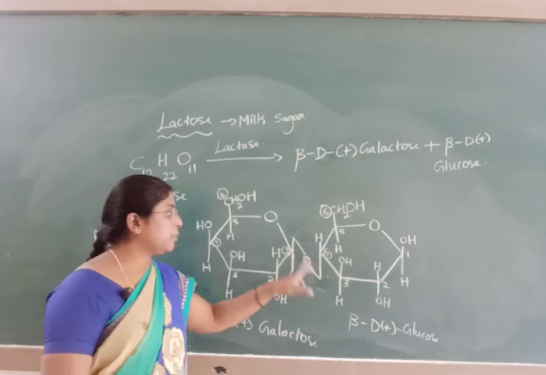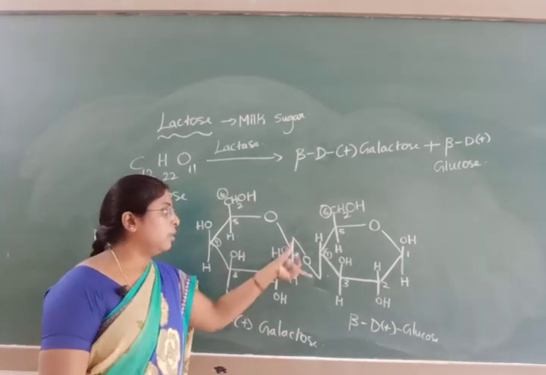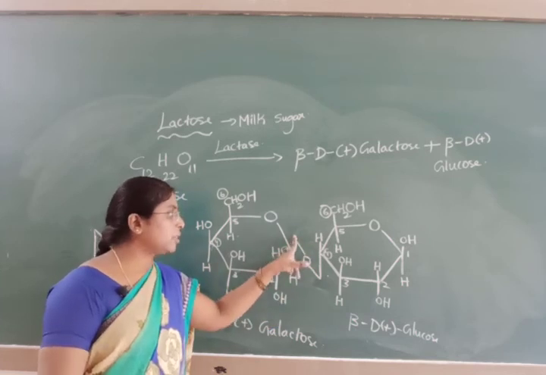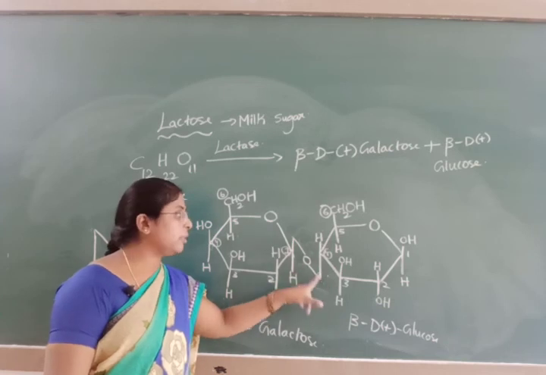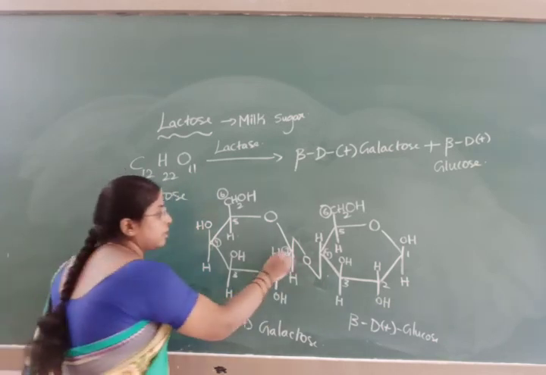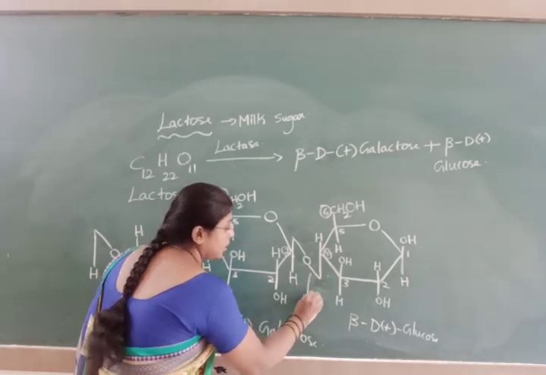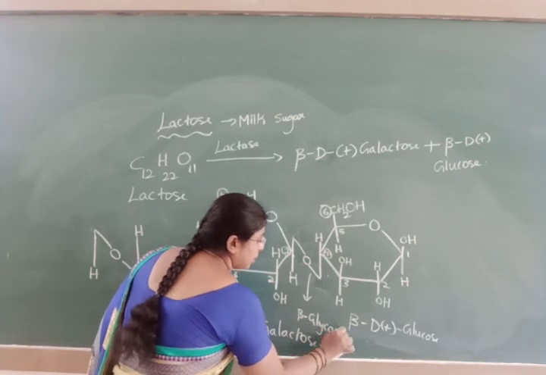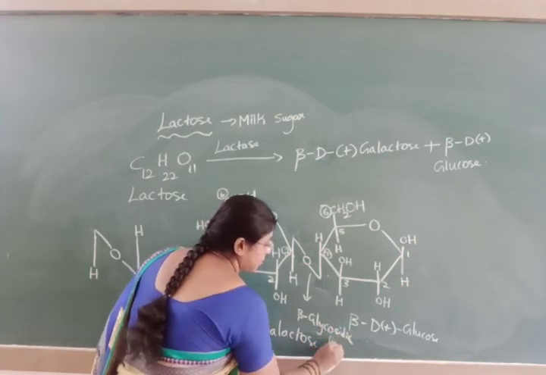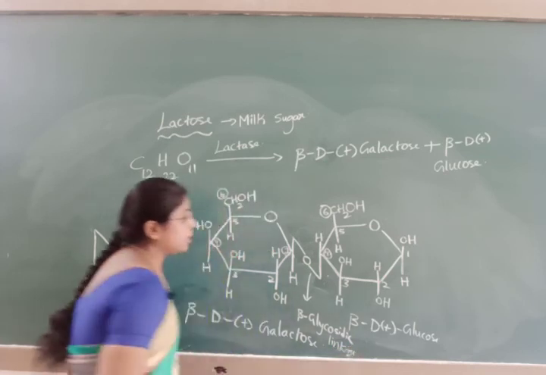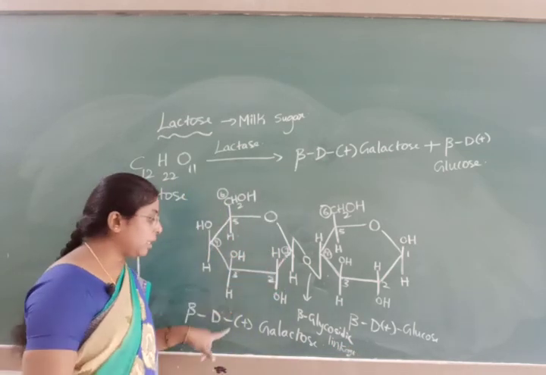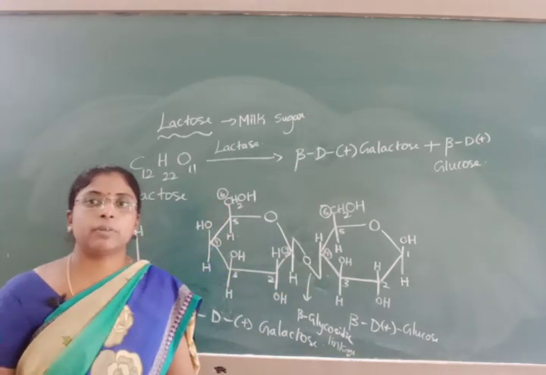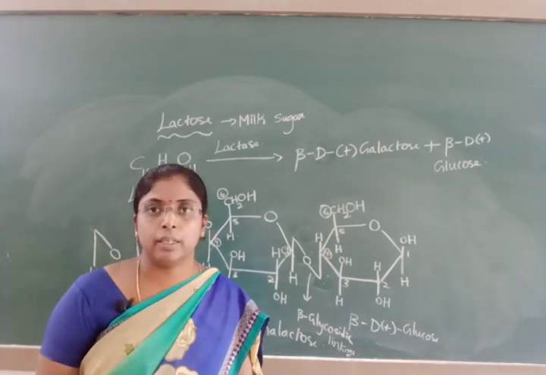This type of linkage takes place only in lactose. In all the other cases it was below only, but here it goes from the C1 of this to the C4. In this way it takes place differently. C1 C4, what type of linkage here? Since both are beta, it is a beta glycosidic linkage. The beta glycosidic linkage takes place between C1 of galactose and C4 of glucose units. Since both are in beta form, it is known as beta glycosidic linkage.